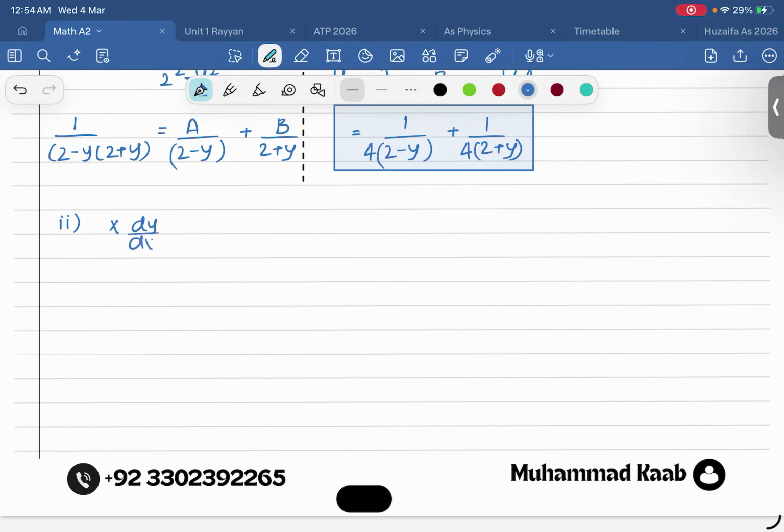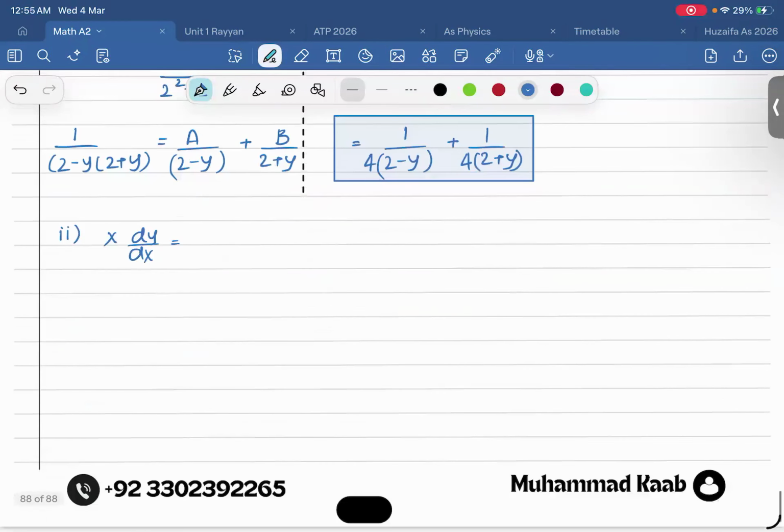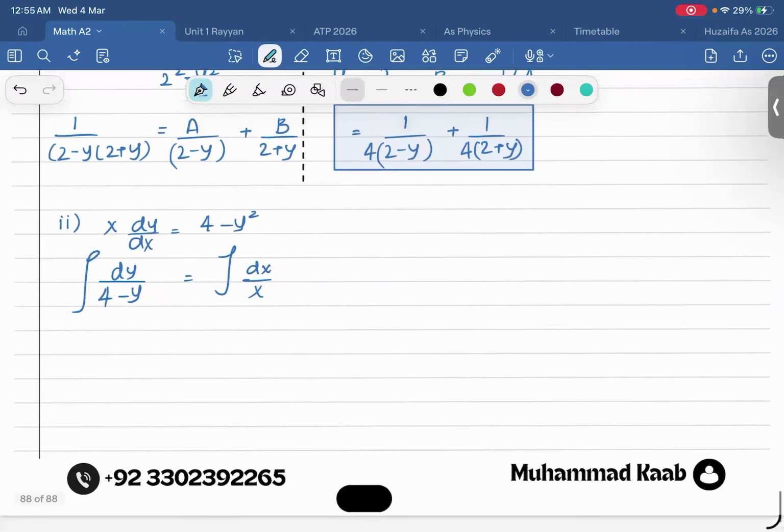Okay, now if you have the second part, so x dy over dx is equals to 4 minus y squared, right? Now what you have to do is you first have to separate the variable, right? y should be on the y side, and x should be on the x side, right? So I would do y divided by 4 minus y squared, is equals to dx divided by x, right? So the variables are separated. Now you have to do the integration. Okay, so let's do the integration.